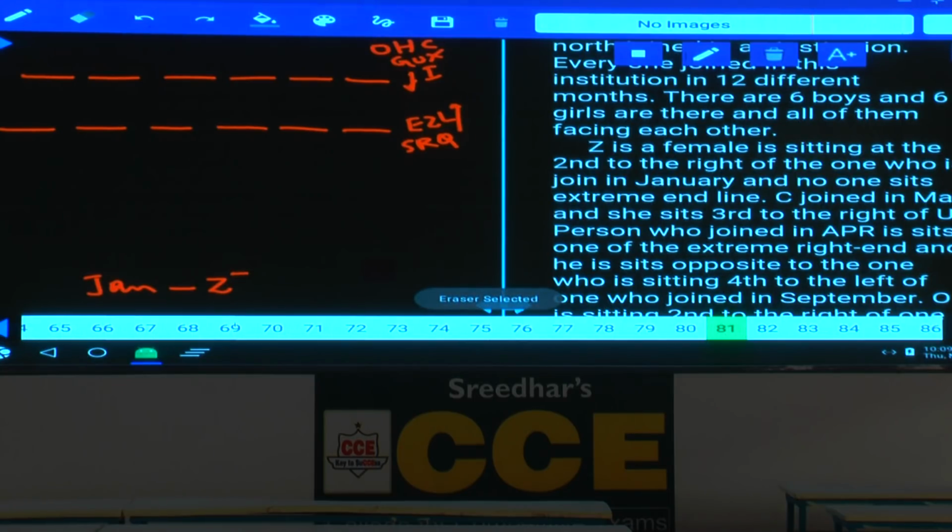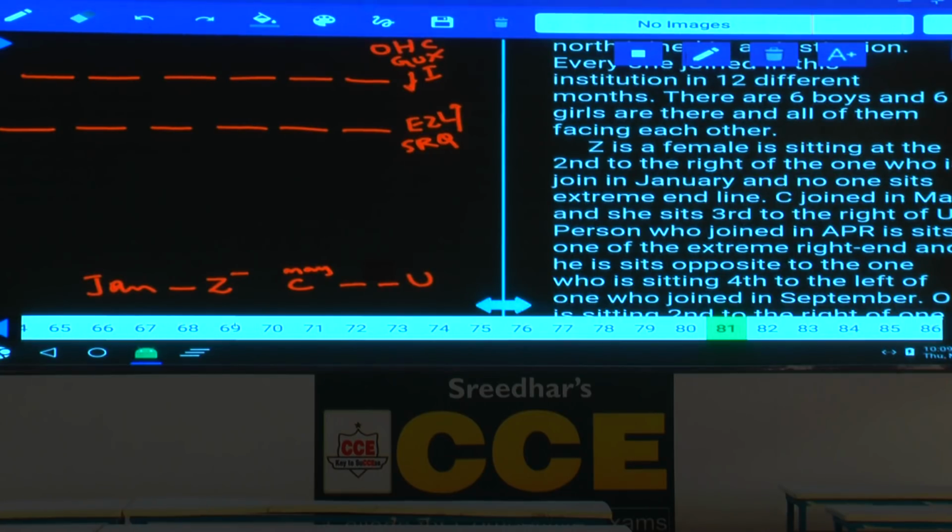Next one, C joined in May. Now C comes under the first row and C sits out to the right of you. C, May, sits out to the right of whom? C is May and sits out to the right of you. It can be written like this. And the person who joined in April sits at one of the extreme right ends. April sits at one of the extreme right ends.